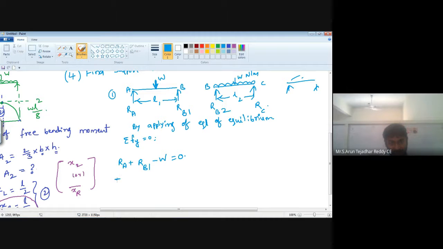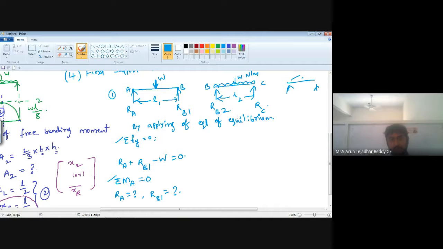From this one you will get two unknowns, RA and RB1. Now apply the other equation of equilibrium, that is summation of moments about any one point of these 2 points. You can take moment about A or else you can take moment about B. It is up to you, your wish. By using the vertical forces and the moment about B, finally we'll get the RA value and the RB1 value.